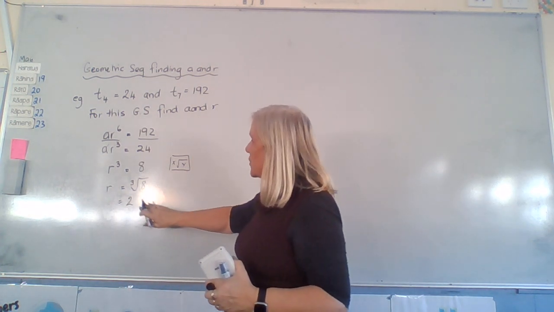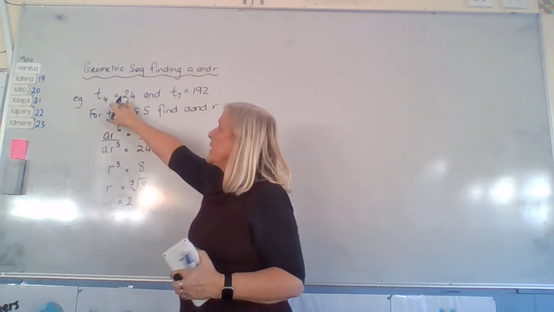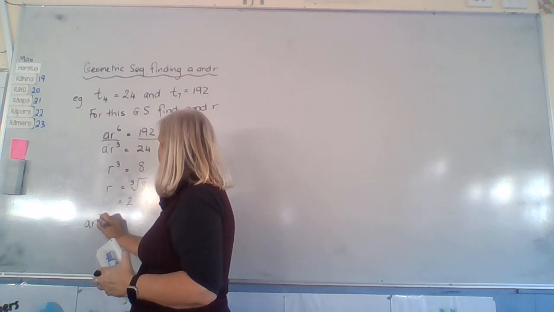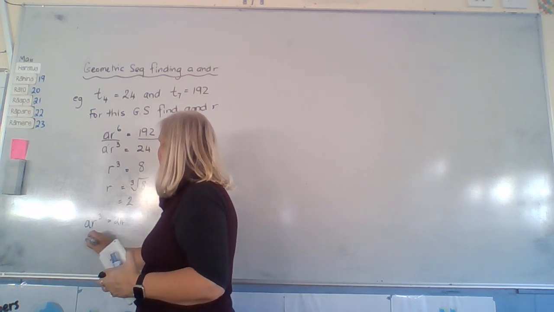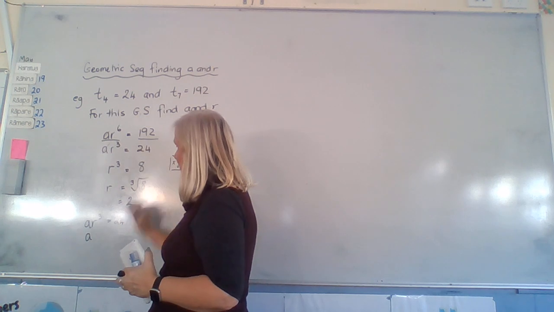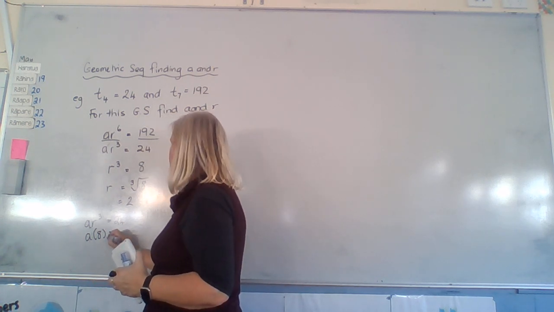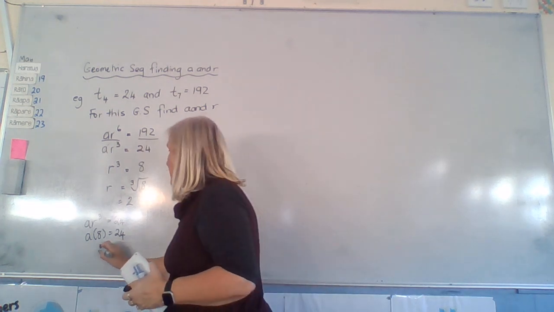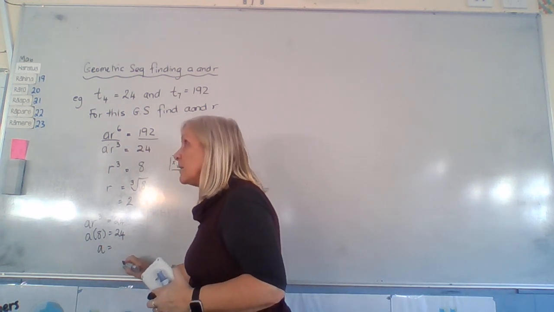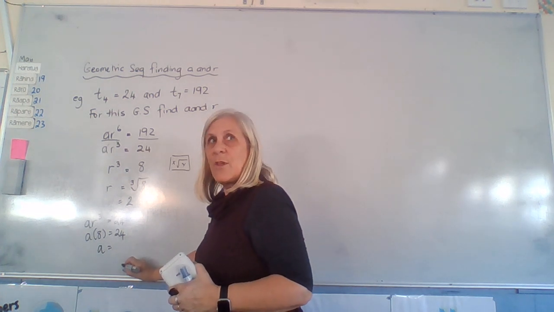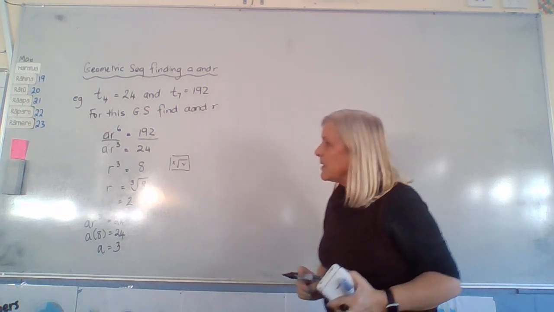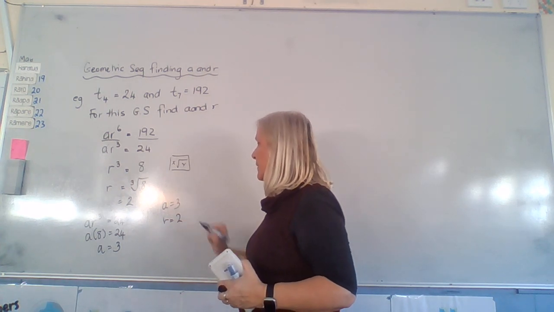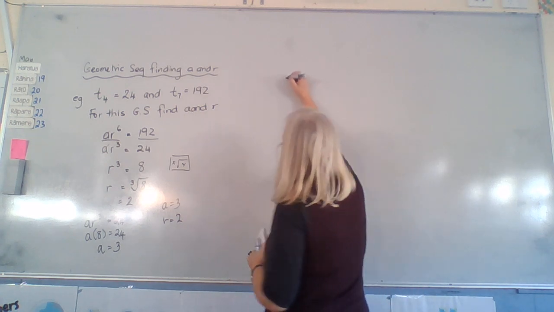So if we know that that's 2, we can now go backwards to this one here and find out what A is. So A r to the power of 3 equals 24. A r to the power of 3 happens to be 8. We already found it here. A times 8 equals 24. So 8 times what is 24? A is going to be 3. Good. So we found A and R. A is 3 and R is 2. All right? Let's have another look at another one.